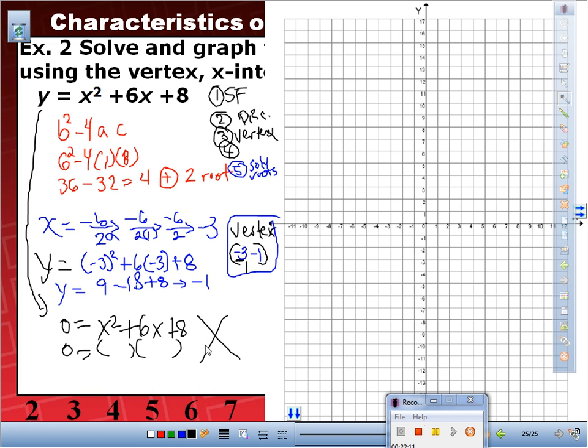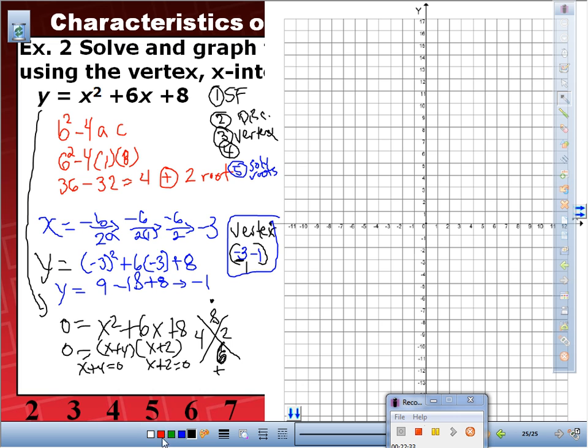Power Ranger, we got 8, our product, 6, our sum. And what are our factors? 4 and 2. So this is x plus 4, x plus 2. Set each factor equal to 0. X plus 4 equal to 0. X plus 2 equal to 0.